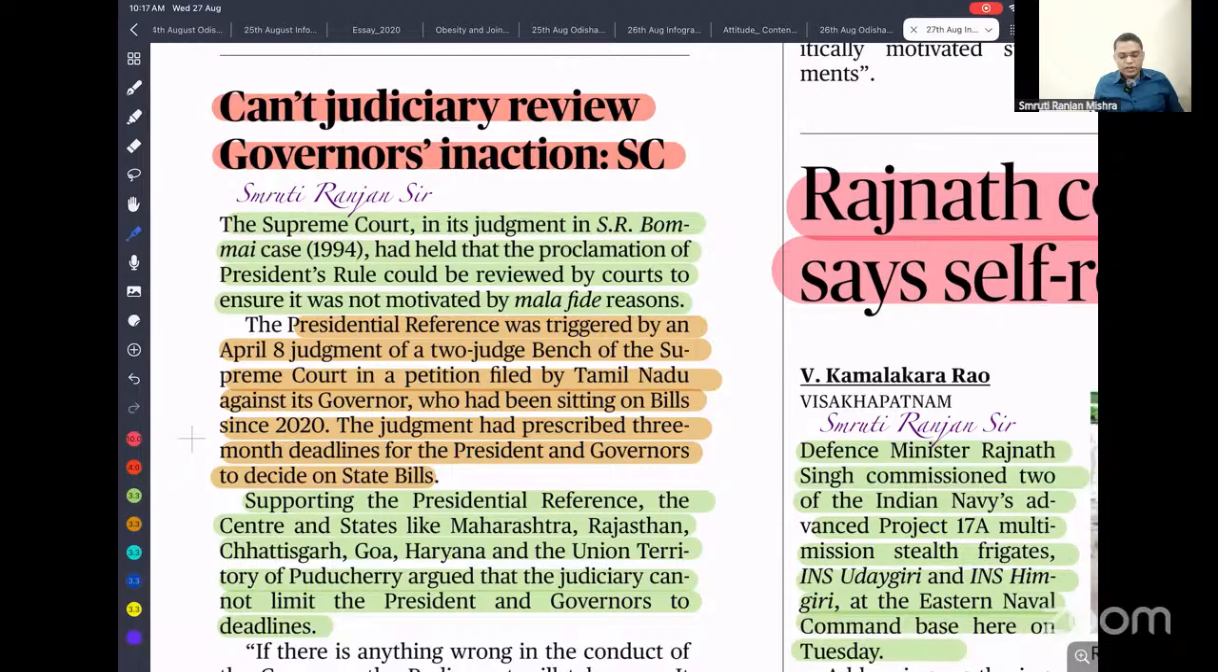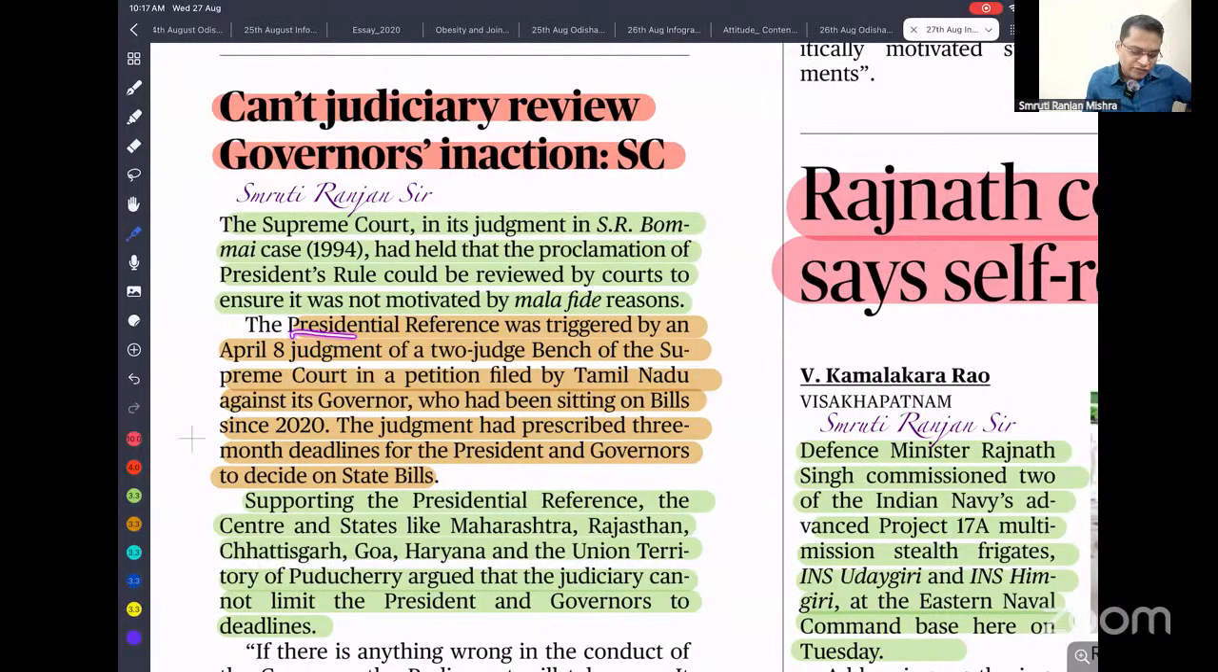In the past also we have seen repeated use of President's Rule to topple state governments. That led to the S.R. Bommai judgment. Here the Supreme Court gave a landmark judgment where it said that even the imposition of President's Rule is subject to judicial review on the ground of malafide intention.